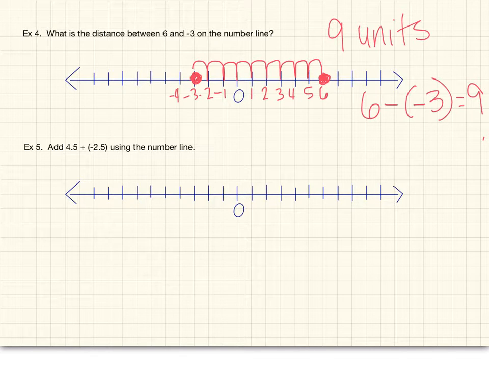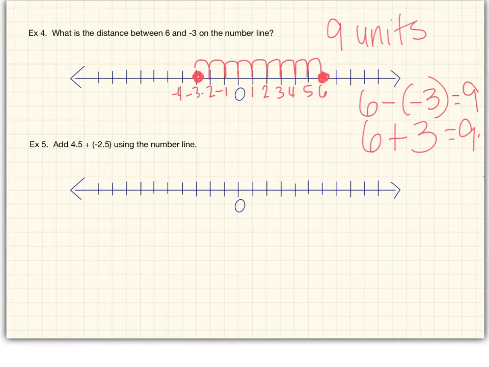For those of you who have already done subtracting integers, which was in Common Core 7, you've already done that. And what we just did was keep, flip, change. Okay, so 6 plus 3 equals a +9. Okay, the last example that we're going to be doing is to add 4.5, or 4 5/10, and a -2 5/10 using the number line.